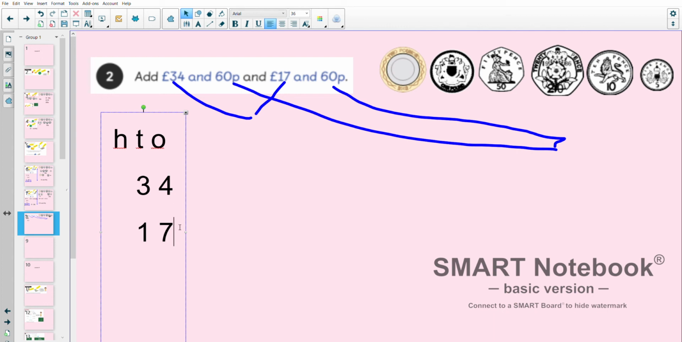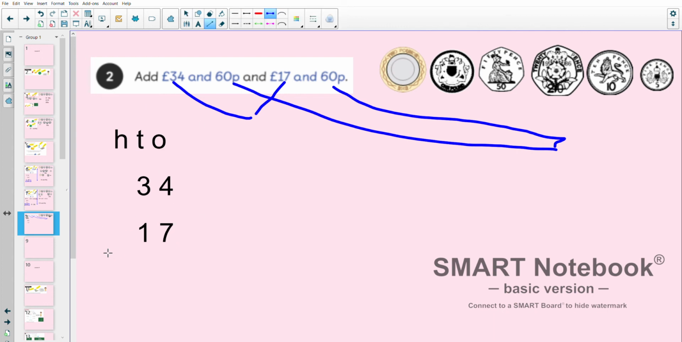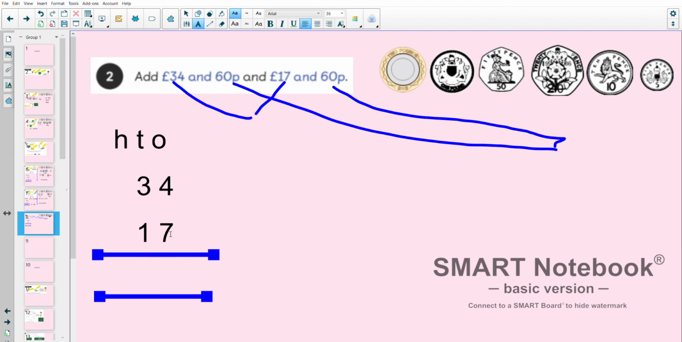And like we did the other week, you can either do it the compact method or the expanded method. I'm going to do the compact method. So 4 ones add 7 ones is 11 ones. So I'm going to rename 10 of those ones into a 10. And that 10 I'm going to put up here in a different colour so I don't get too confused. And then I'm going to add the tens together. 1 ten and 3 tens add 1 ten is 5 tens. And I get the answer, 51.